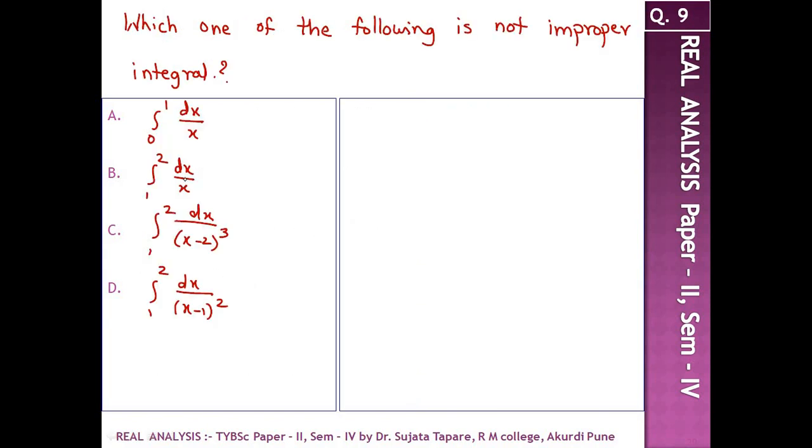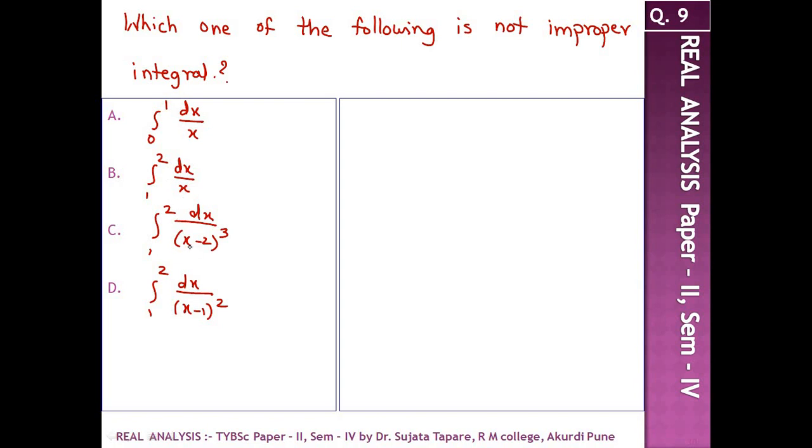Answer is D. Which one of the following is not an improper integral? It is not an improper integral, so first of all the limit should be finite. Yes, in all cases the limits are finite, and the function should be bounded. So over here 1 by x is unbounded at 0, so this cannot be. 1 upon x is unbounded at 0, and 0 is not a member of the interval 1 to 2. So obviously the answer is B.